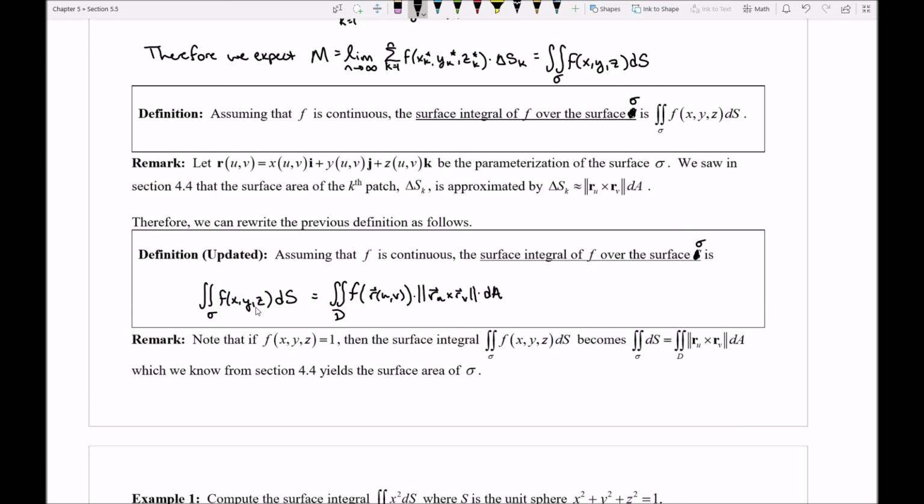So if my function is a 1, that is, if there's essentially a constant density at every single point of 1, then this integral will just compute the surface area. So the nice thing about this is that it means that this isn't really a new formula to memorize. It's an old formula, we just have to understand it with this new updated twist.